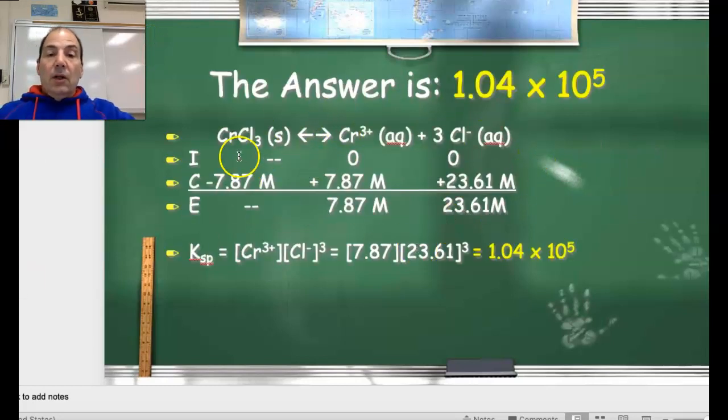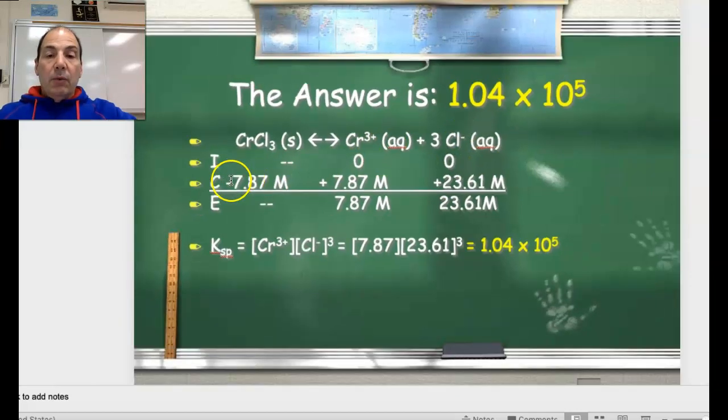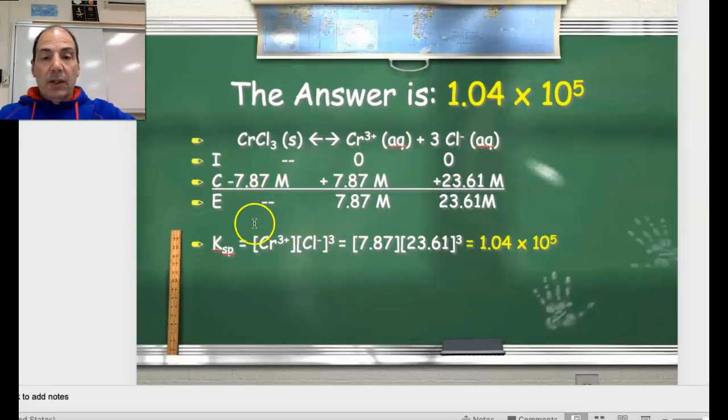All right, so we set up our ice table. The solid really doesn't matter. These two, the products, started at 0. Now we were told the solubility was 7.87 molar, so that's how much we're using of the chromium chloride. It doesn't matter how much we start with, doesn't matter how much we end with. We're just trying to figure out how much we use, because that's going to tell us how much chromium we're going to get and how much chloride we're going to make. And so at equilibrium, we know the chromium is 7.87, and we know that the chloride is 23.61 molar.